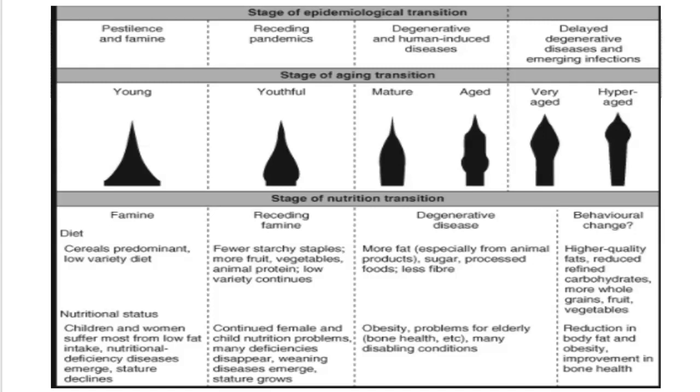And then for stage four, we're looking at behavioral change. These are delayed degenerative diseases and emerging infections. We've got higher quality fats, reduced refined carbohydrates, more whole grains, fruit, vegetables, reduction in body fat and obesity, and improvement in bone health. So again, people are living a lot older. So you're still seeing that some of the same reasons for the degenerative diseases are causing death, but they're coming much later in life as people are living longer life expectancies.